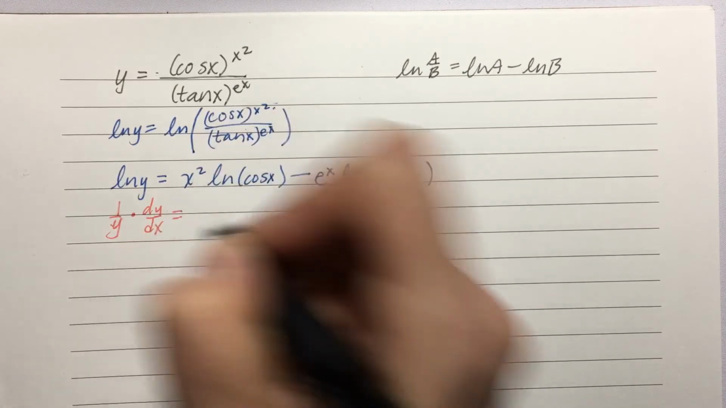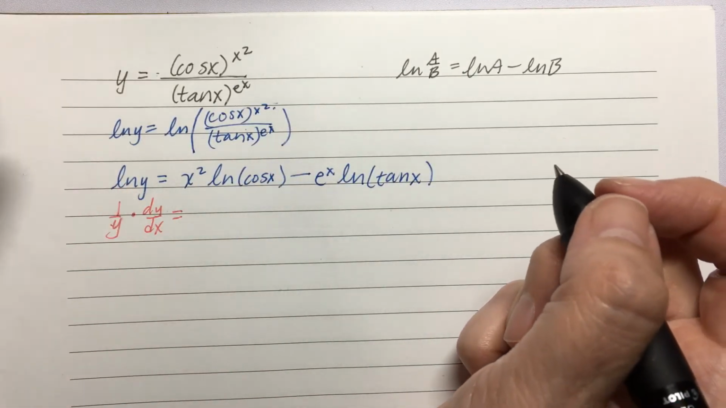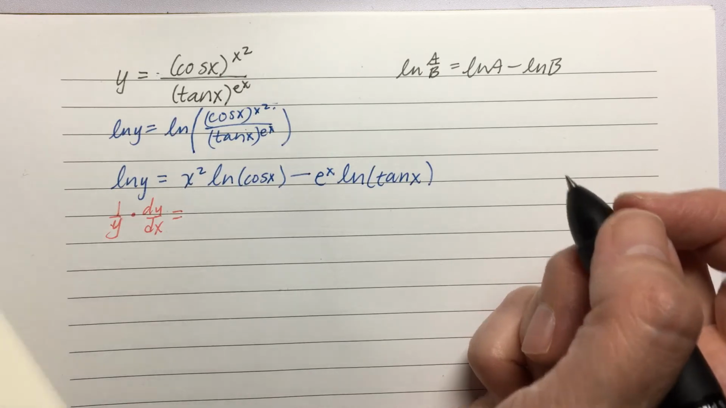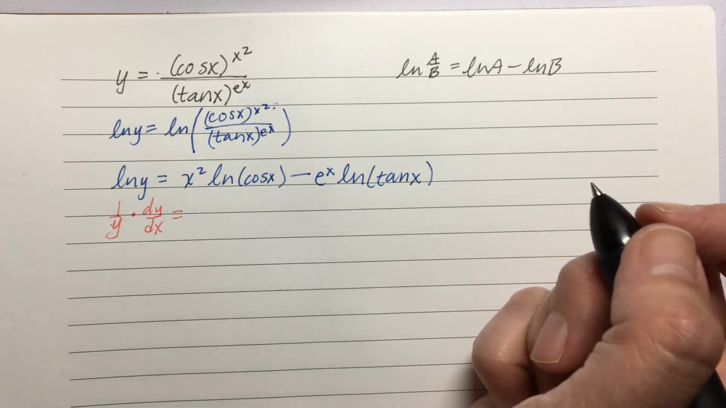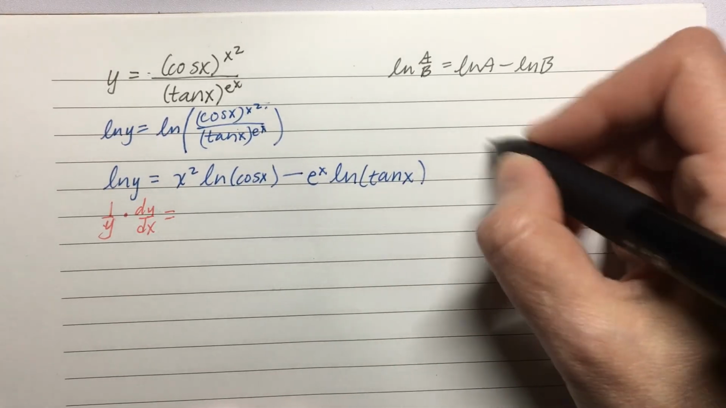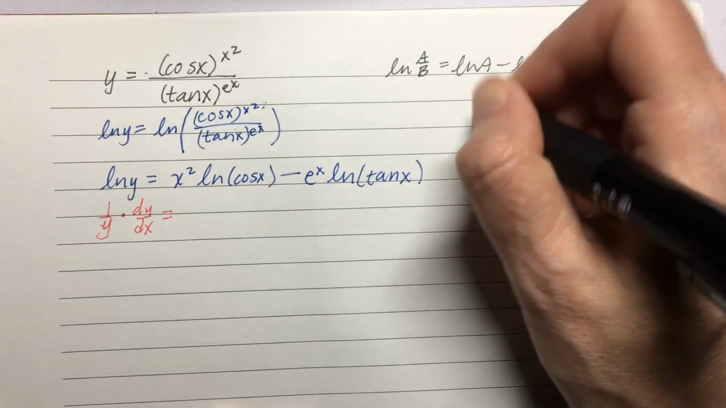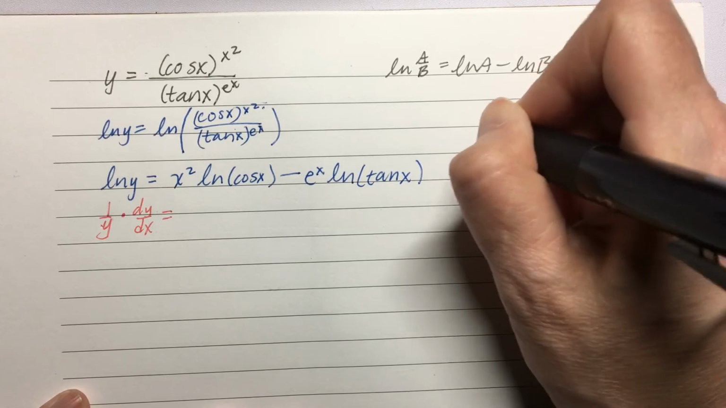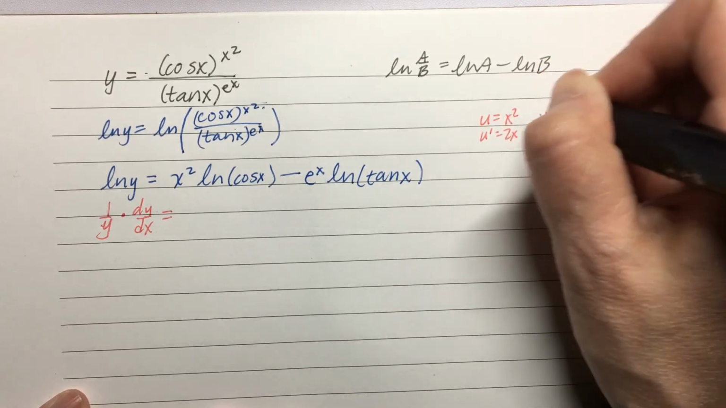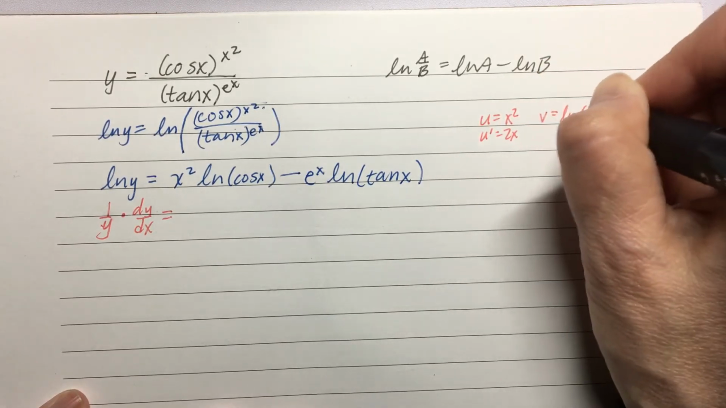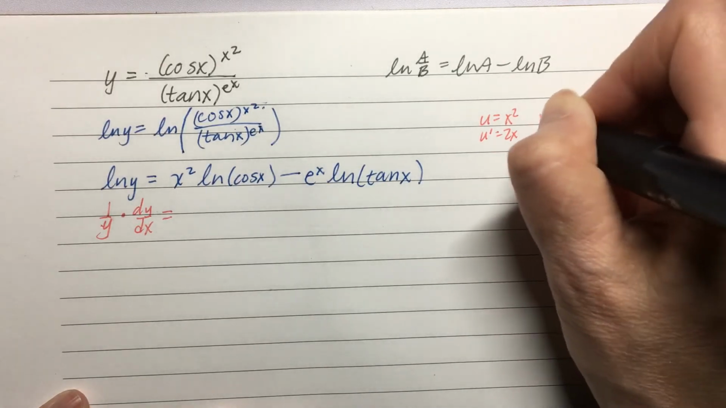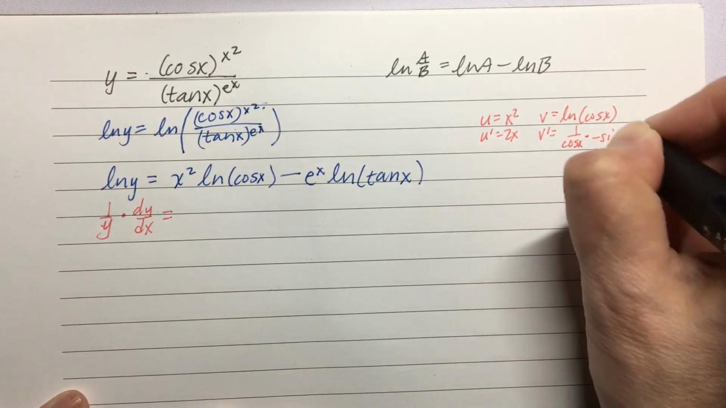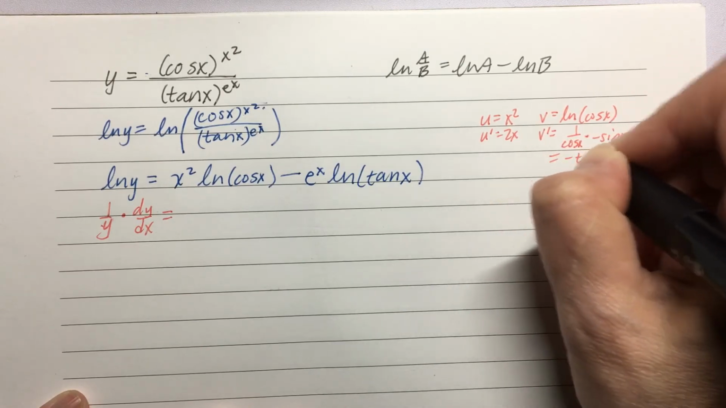And then I'm not going to write my u and v down. I'm just going to, maybe I will. Do I want to do this? Yeah, I think I do. So I'm going to throw this over here. So for this first guy, I have u is x squared, u prime is 2x, v is natural log of cosine x, v prime is 1 over cosine x times negative sine x. So that's a negative tangent x.